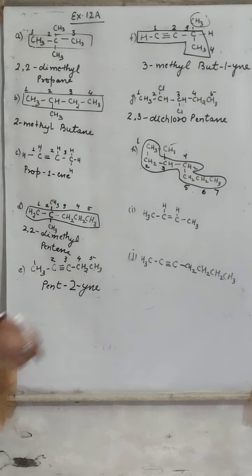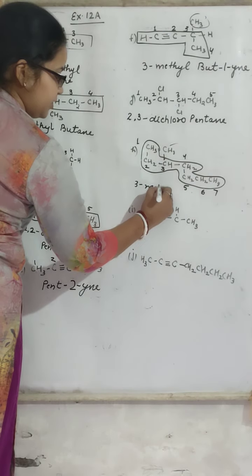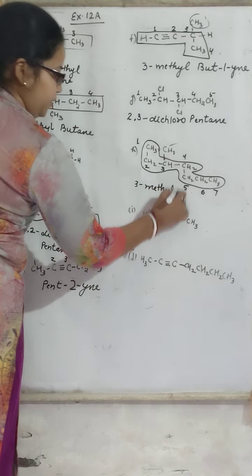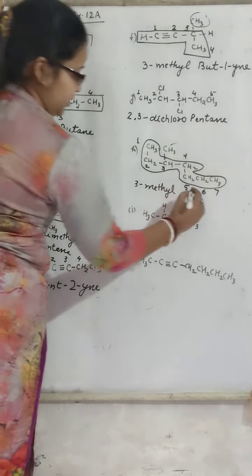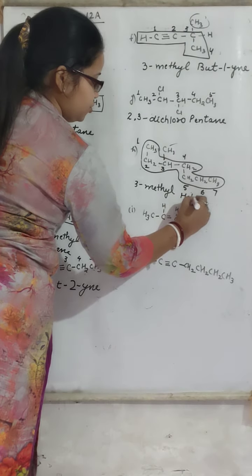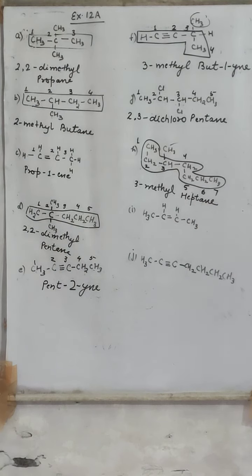Right? At third position, what is present? Alkyl. Which alkyl is present? Methyl. So 3 methyl. How many carbons are there? 7. For 7 we use hept. All single bonds are there, so heptane. So the answer is 3 methyl heptane.